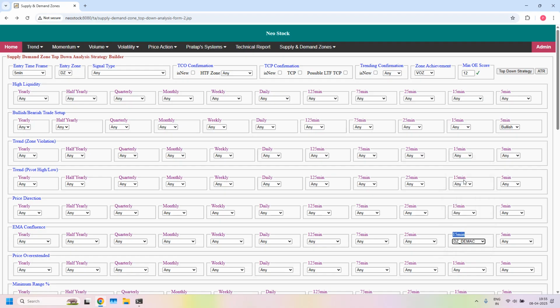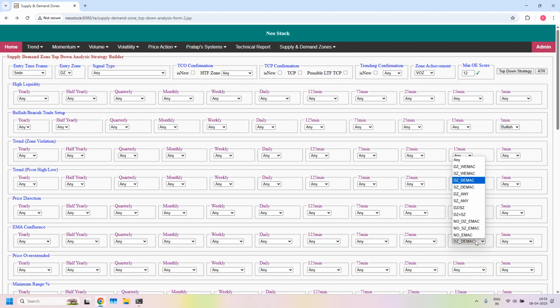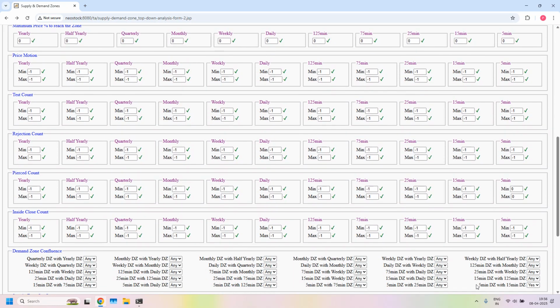So 15 minutes demand zone with daily EMA confluence. So that is not having any EMA confluence. Okay, next let us look into LTF, ITF, HTF demand zone confluence supported stocks. Removing the EMA filter. In the demand zone confluence, we have to set 3 filters. This is the first one.